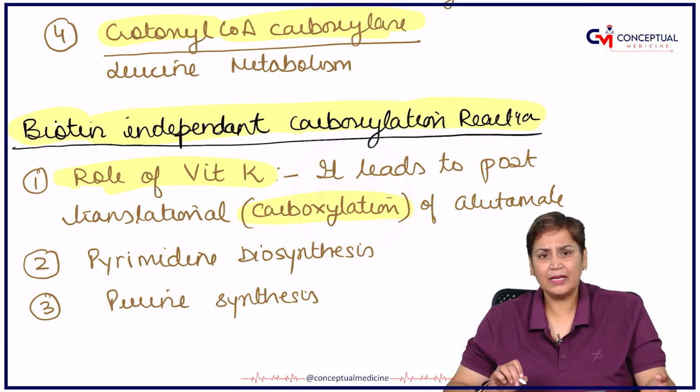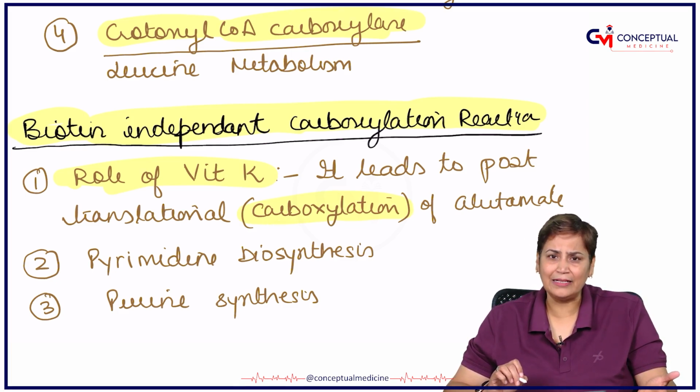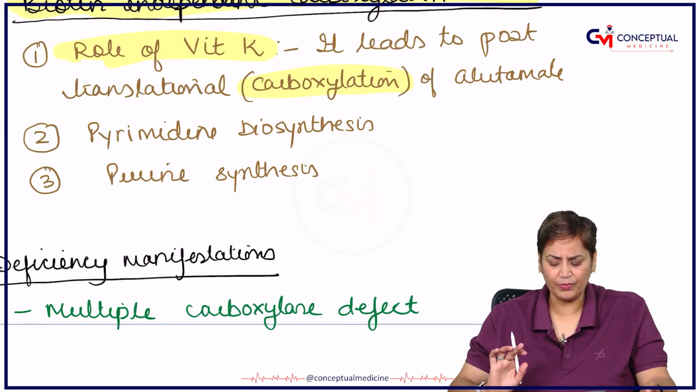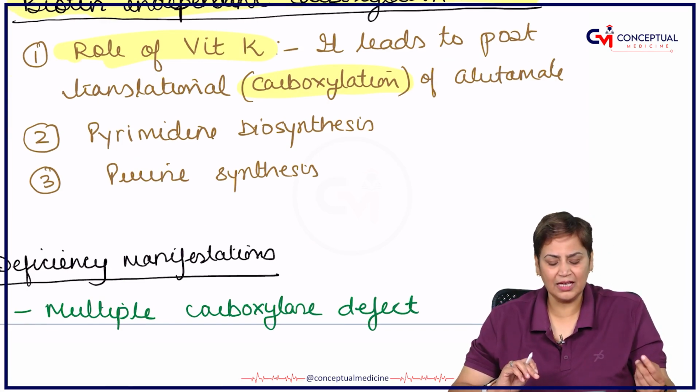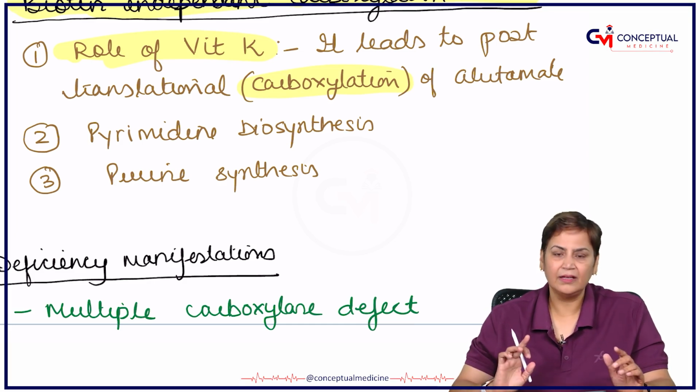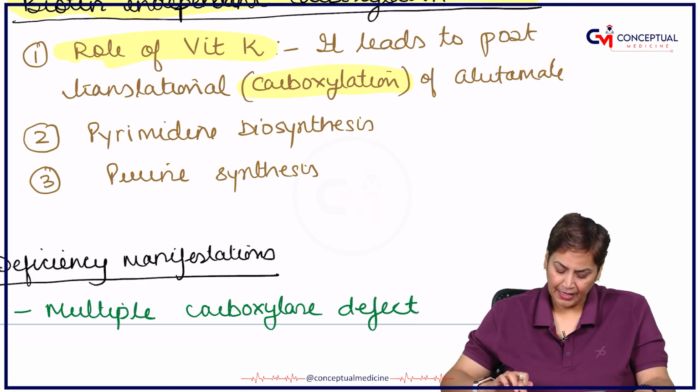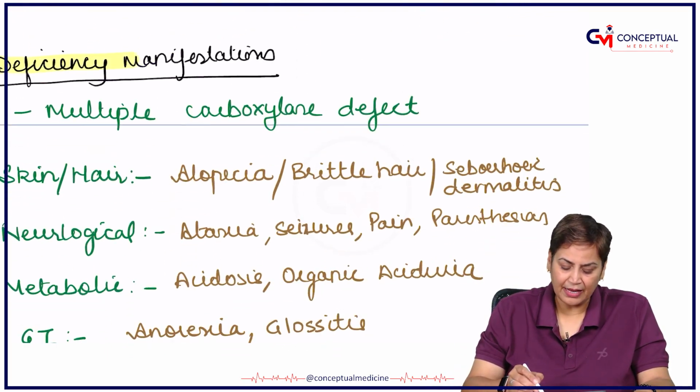Glutamic acid is there in prothrombin, then osteocalcin is there. So many are there. Then in the synthesis of pyrimidines or purines. We are not taking these steps into detail because here we are basically dealing with only and only biotin. So what are the deficiency manifestations?